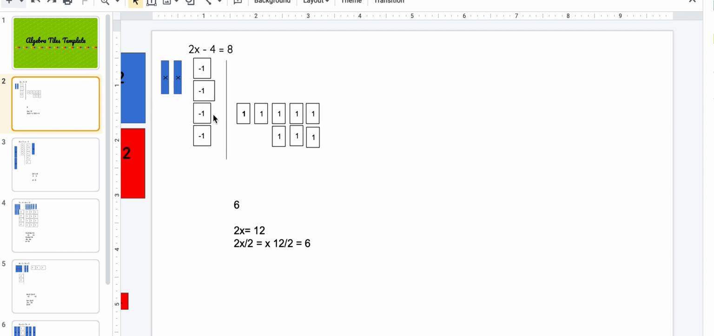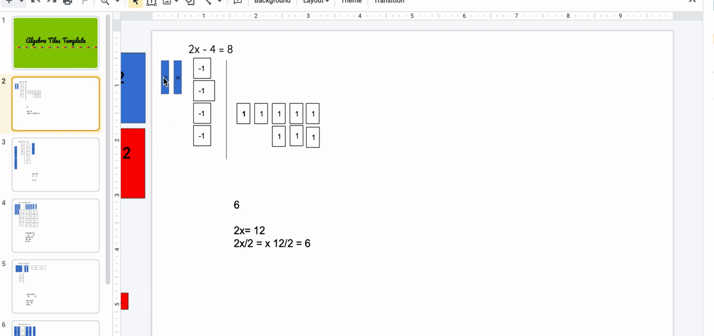The first thing we're going to do is add 4, because we have to do the opposite of what this says, and we have to do it to both sides to cancel this one out, or to zero this one out. So in real life, I would add 4 tiles: 1, 2, 3, 4. And then I would add 4 tiles on the other side. So on this side we would have 12, and on this side they would zero out.